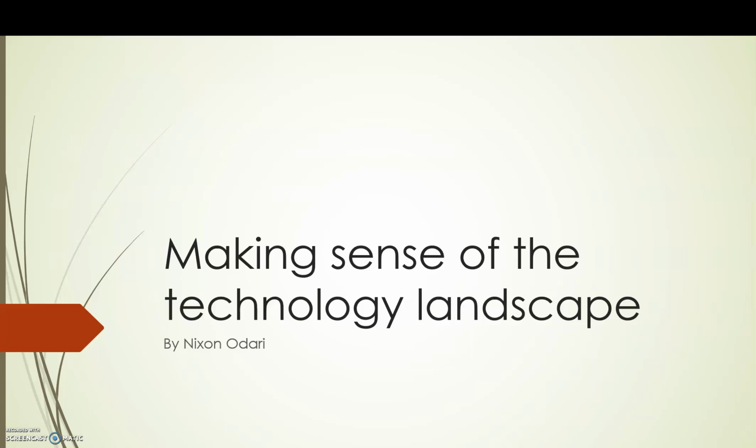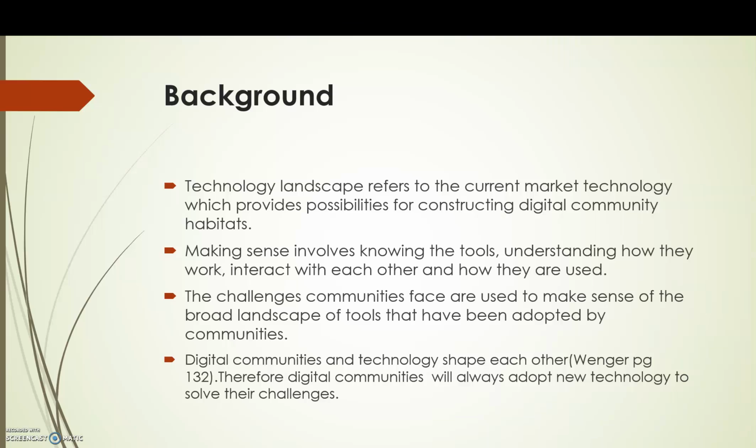I'll be taking you through Chapter 5 of Digital Habitats, making sense of the technology landscape. Technology landscape refers to the current market technology which provides the tools that are generally a possibility used for the construction of digital community habitats. Making sense involves knowing the tools that are available in the market, understanding how they work, how they interact with each other, and how they are used.